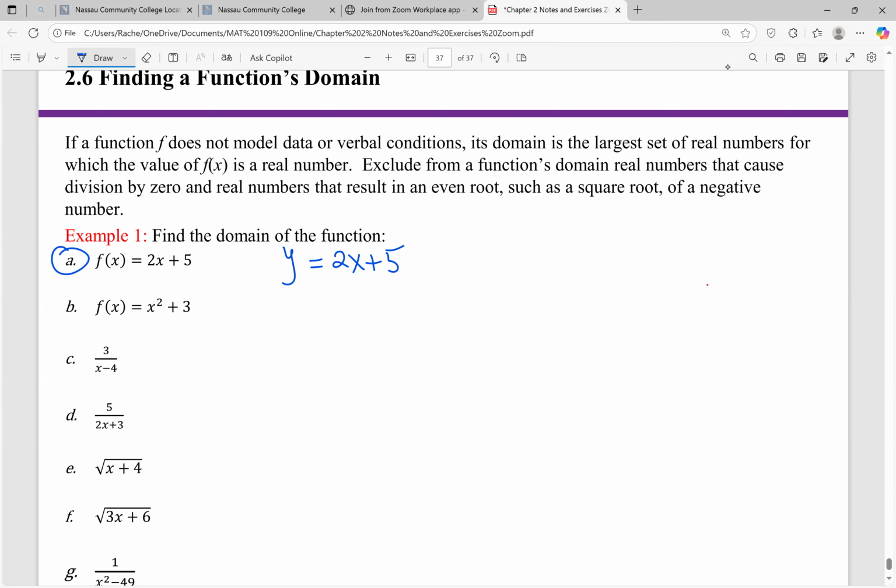And in this case, there's not. x could be any real number. I could multiply any number by 2 and add 5. I'll always get a real number for y. And this is also a linear equation. And remember, the domain of a linear equation is all real numbers. So the domain in this case is going to be all real numbers, so negative infinity to positive infinity. Or we could use set builder notation and write all values of x such that x is real. It's a real number.